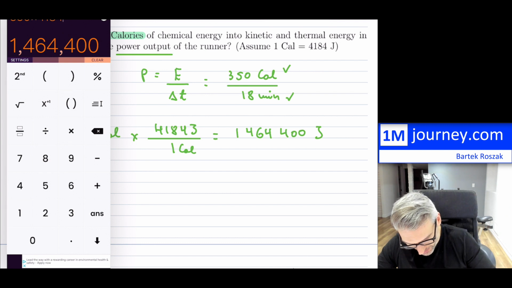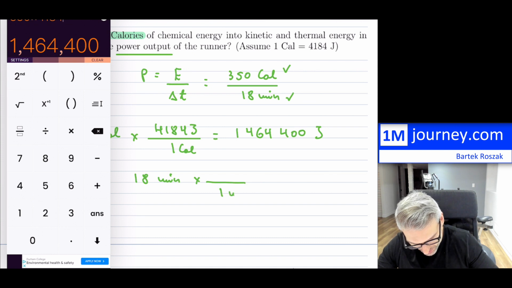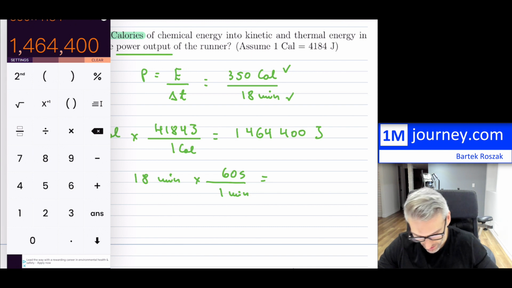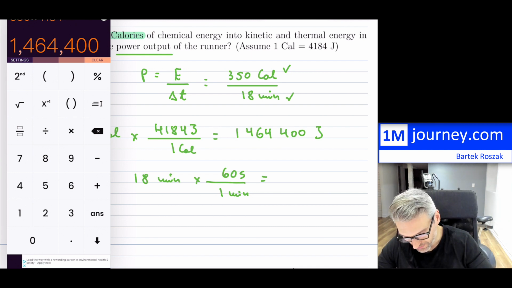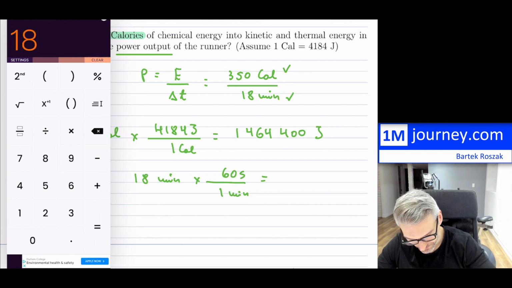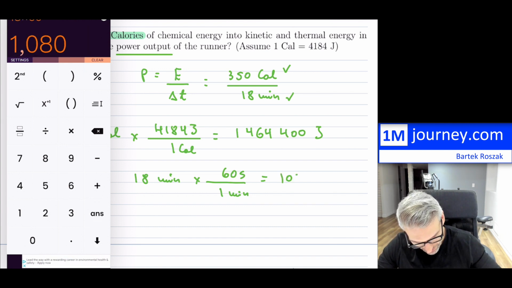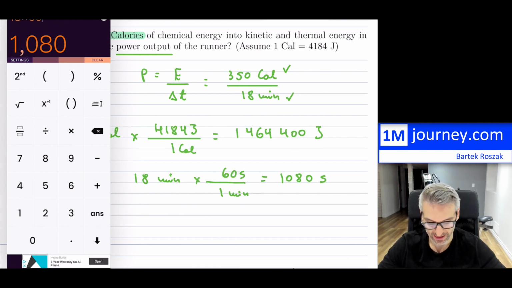Now, in terms of 18 minutes, well, 18 minutes we can certainly change back to seconds. So that's not very difficult for us. That's 60 seconds per each one, right? So that's going to be 18 multiplied by 60. And there we have the number of seconds that passes by.